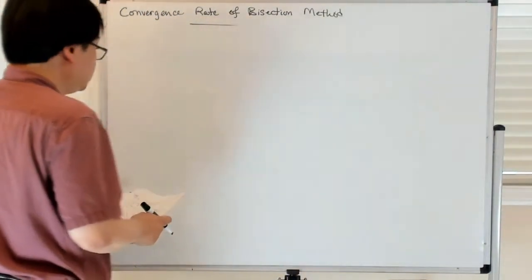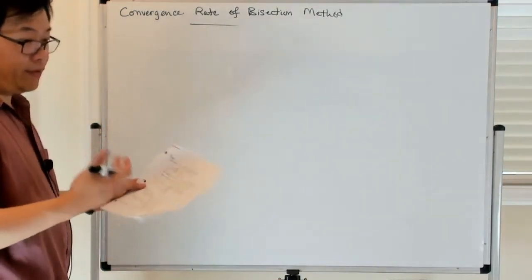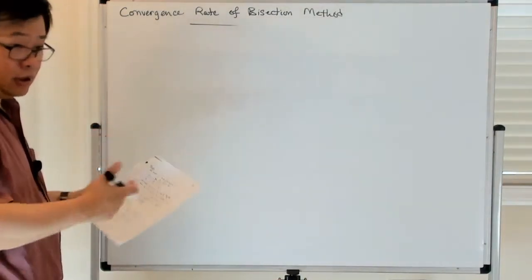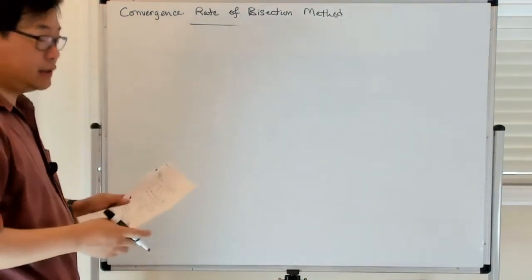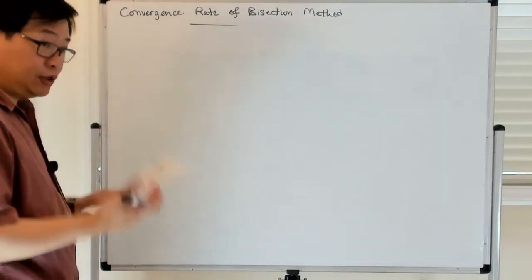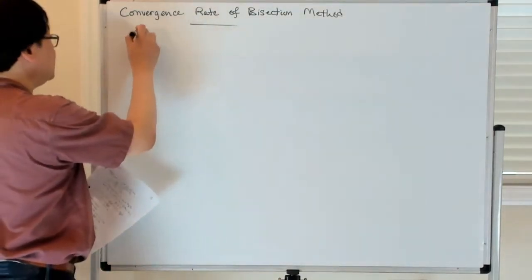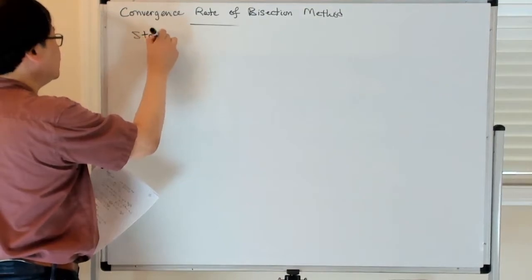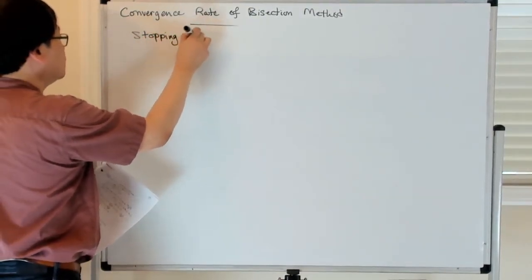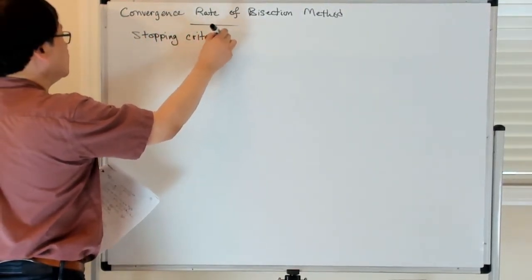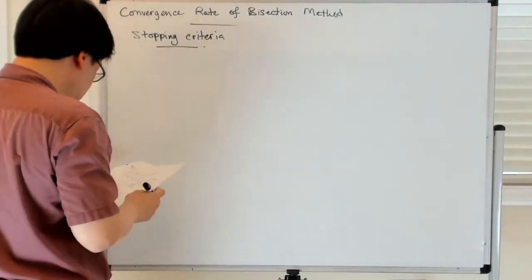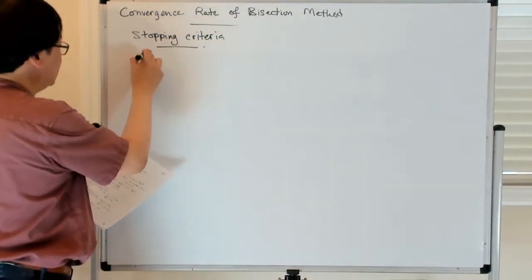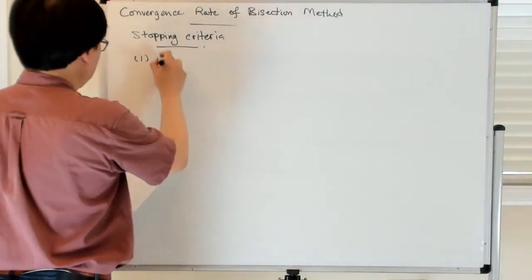Okay, so you can ask yourself, we have a method which gets closer and closer to the right answer in some appropriate sense. How do you decide when to stop the method? So this leads to the question of stopping criterion. Okay, so there are several ways to do this. One possibility is to look at the absolute error.